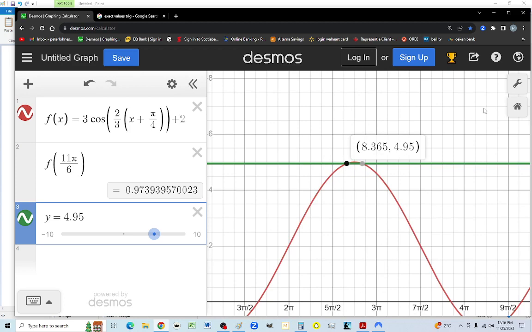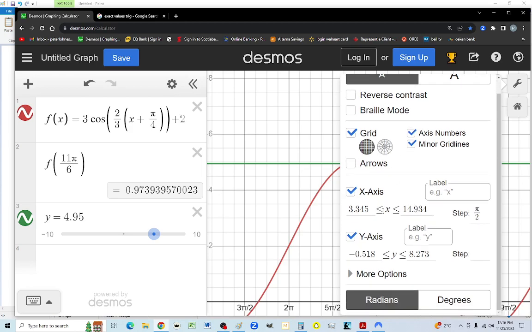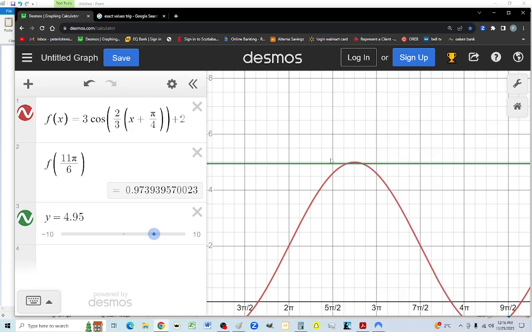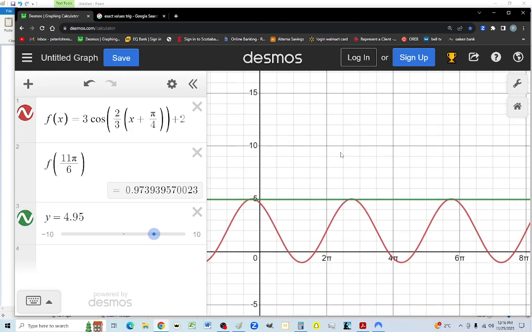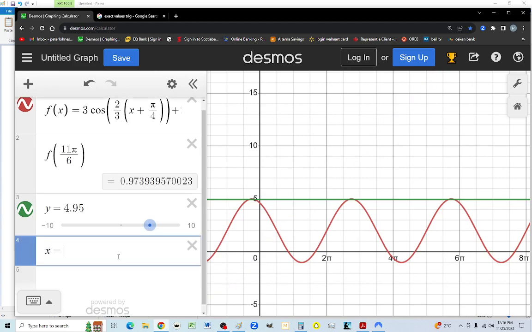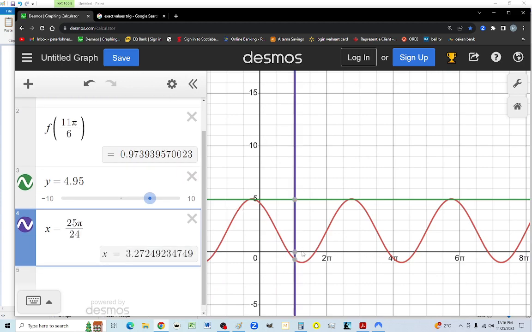It's still reading it in units. Yeah, we're in radians, so I'd have to divide that to figure it out. But keep in mind, I've gone all the way around once. Remember? And I came up with, I think I had x is equal to 25 pi over 24, which is there.